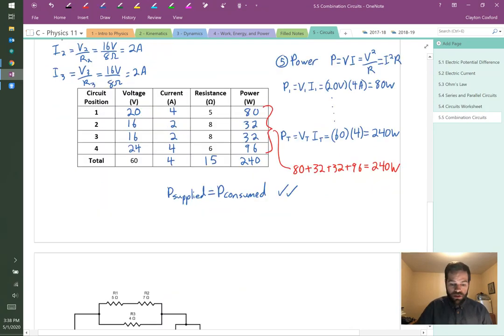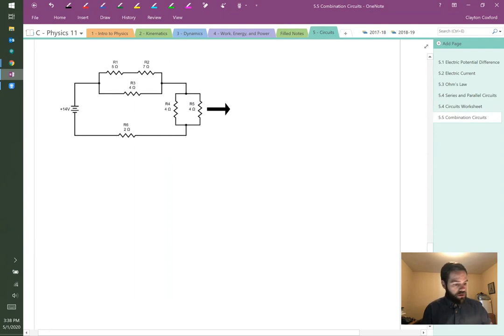Okay, let's do one more example, and we'll go through this one a little bit quicker, and let's see how it goes. So this one's slightly more complicated in that we have two of these parallel circuit branches, and in one of them we have two series elements. We have two resistors in series in parallel with another resistor, and that branch is in series with two other parallel elements, and each of those are in series with a single resistor.